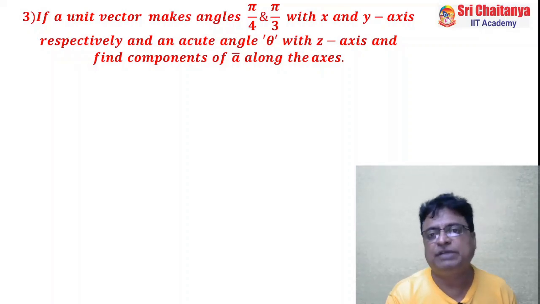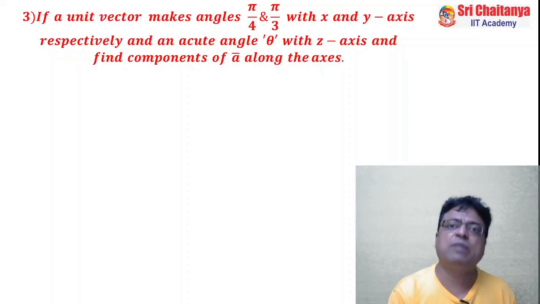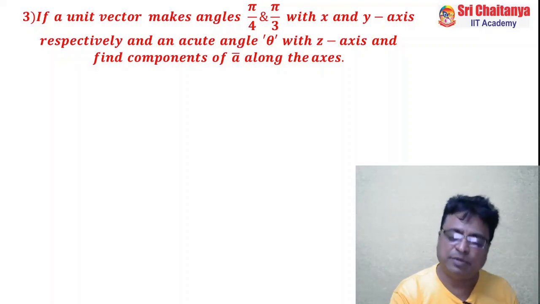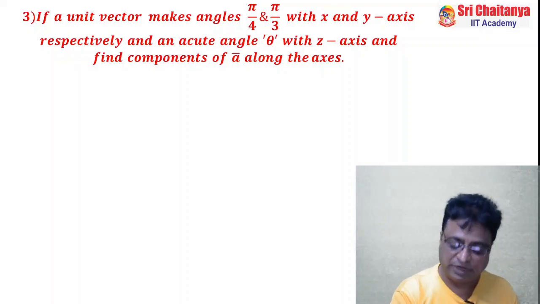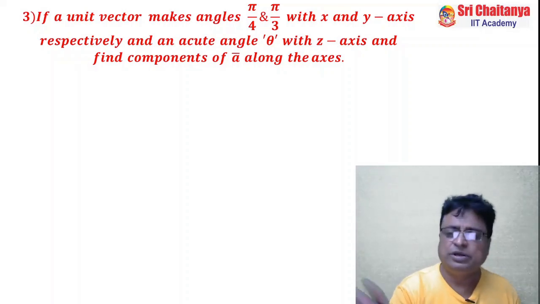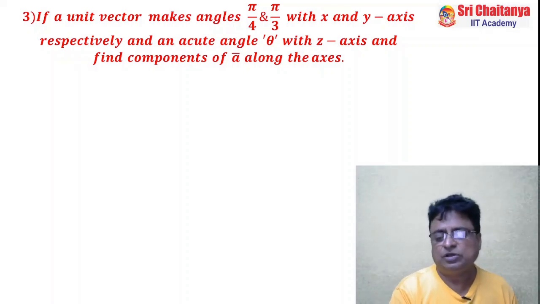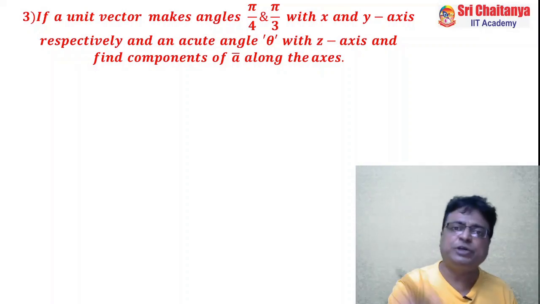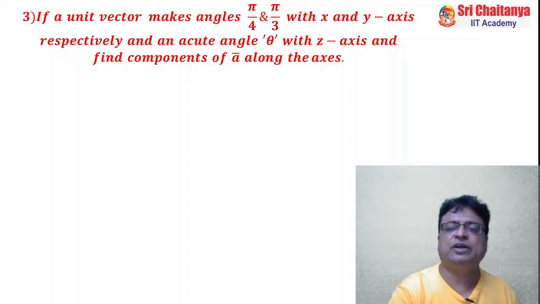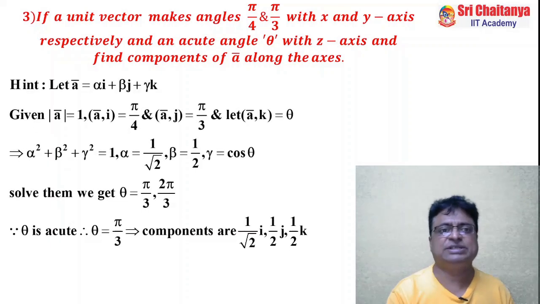So what do I need to find? The component vectors I need to find: component vector along i bar, along j bar, along the x axis, y axis, z axis. I know the unit vector along x axis is i. So if I find the magnitude of the vector along that direction, then you multiply that magnitude with the corresponding unit vector in that direction, you will get the component vectors. So this is the procedure.